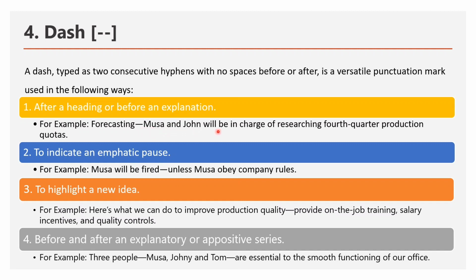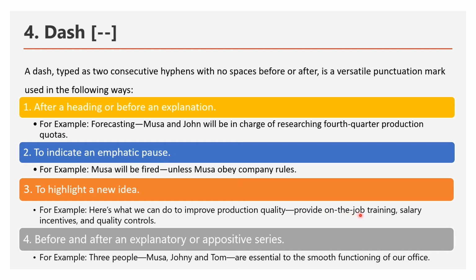Second, to indicate an emphatic pause. For example, Musa will be fired, and after this there is a pause, unless Musa obeys company rules. So this is how we use the dash. Number 3, to highlight a new idea. For example, here's what we can do to improve production quality, and after there I'm using the dash to highlight a new idea, then provide on-the-job training, salary incentives and quality controls.